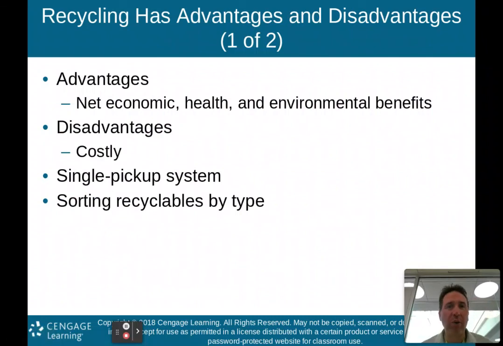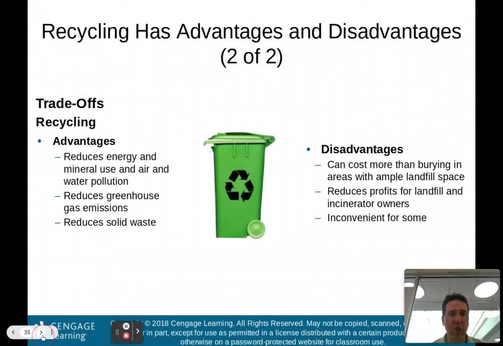All right, so recycling has advantages and disadvantages. This will be the last two slides. So the advantages of recycling: it increases your net economic benefit. You can make money, and there are health and environmental benefits. The disadvantages: it is a little costly initially, but at the end of the day, it actually will save you money. Single pickup system, which is good. Sorting recyclables by type, which is something that we do, which is good.